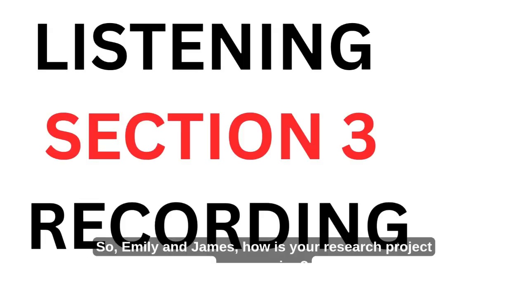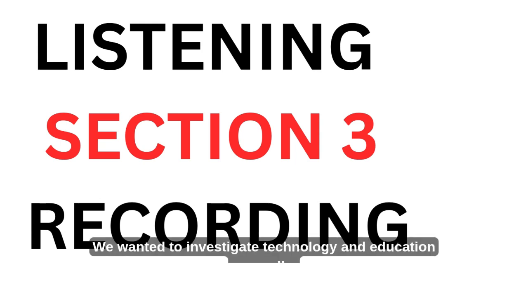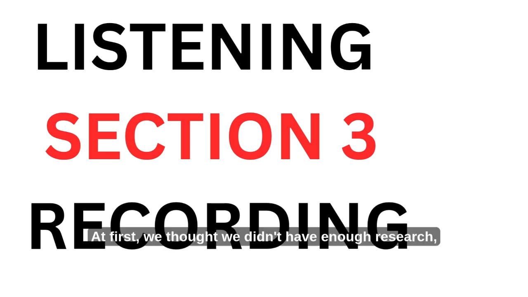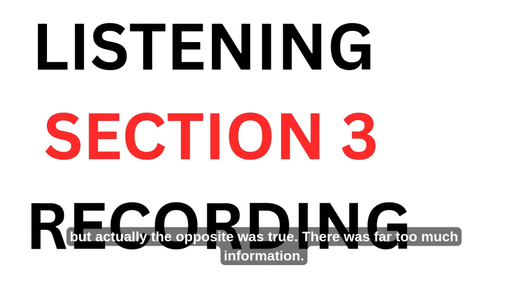So, Emily and James, how is your research project progressing? It's going quite well now, but we had a problem at the beginning. What kind of problem? Our original topic was too broad. We wanted to investigate technology in education generally, but there were simply too many areas to cover. At first, we thought we didn't have enough research, but actually the opposite was true. There was far too much information.